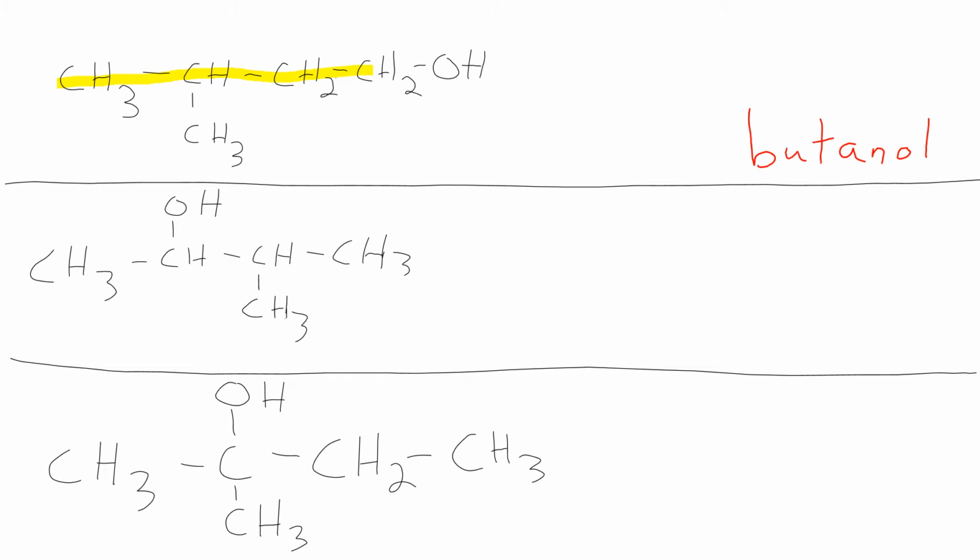We do have a branch. If I circle the branch here in green, how many carbons are part of that branch? There would be 1 carbon as part of that branch. That would make this a methyl branch.